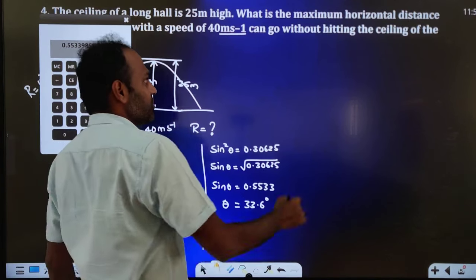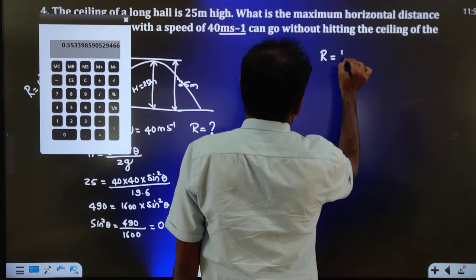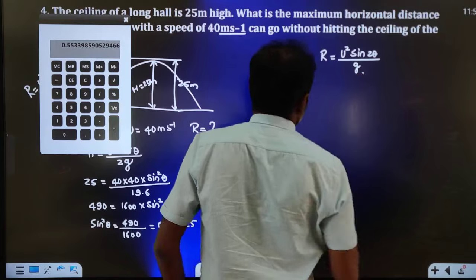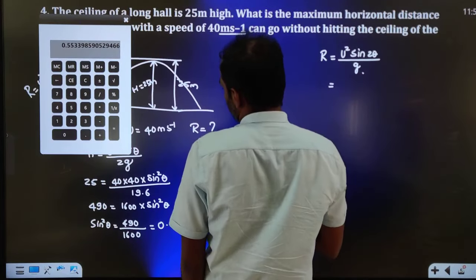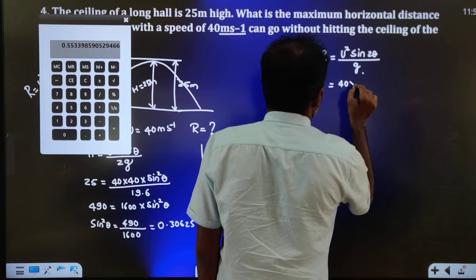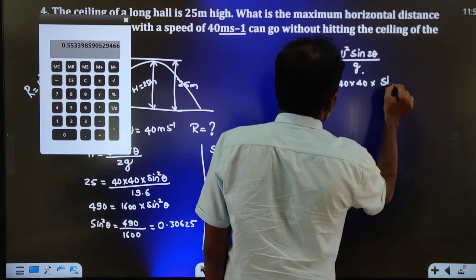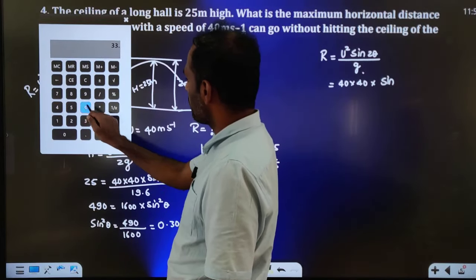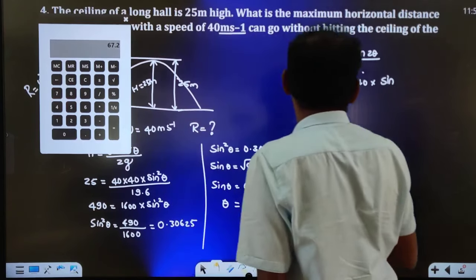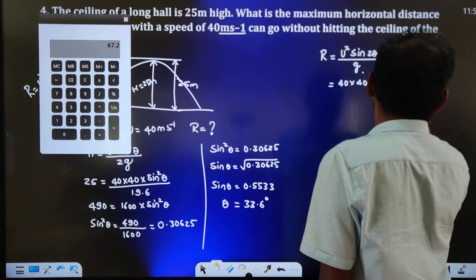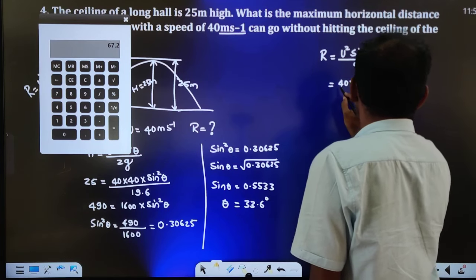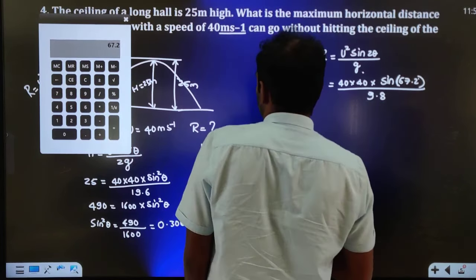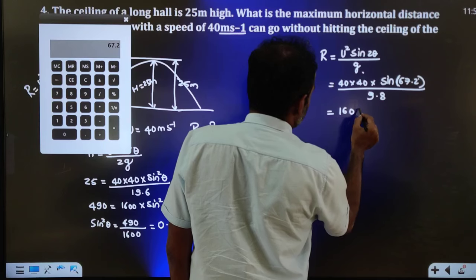Now you calculate the range. What is the formula of range? u square sin 2 theta divided by g. This is the formula of R. u square, what is the value of u? u is 40, so I take it as 40 into 40. Sin 2 theta means 33.6 into 2, so 67.2 degrees, correct? Divided by g. g is 9.8. 40 into 40 will be 1600.